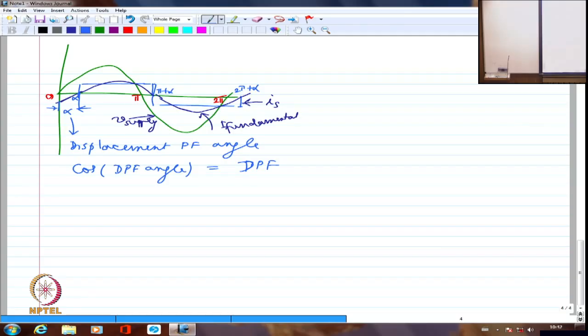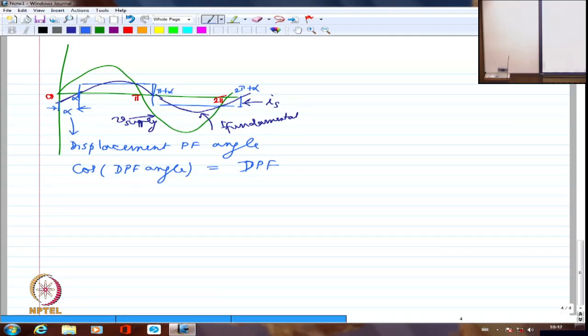So thyristor converters in general have a couple of problems. One problem is that the converter circuit, even if I connect a simple resistance, in all probability will ask for some amount of reactive power. The circuit will demand some amount of reactive power, because the displacement power factor is not unity.